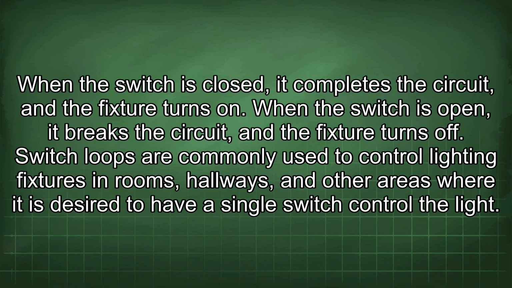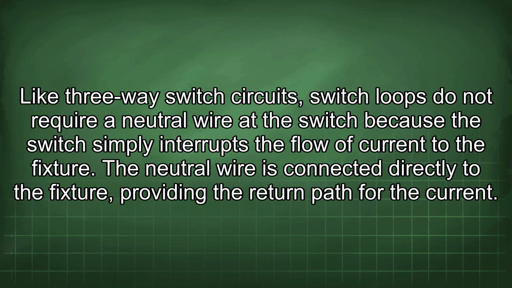Switch loops are commonly used to control lighting fixtures in rooms, hallways, and other areas where it is desired to have a single switch control the light. Like three-way switch circuits, switch loops do not require a neutral wire at the switch because the switch simply interrupts the flow of current to the fixture. The neutral wire is connected directly to the fixture, providing the return path for the current.